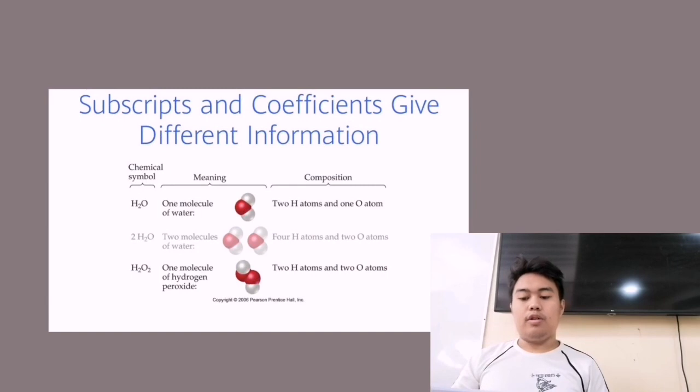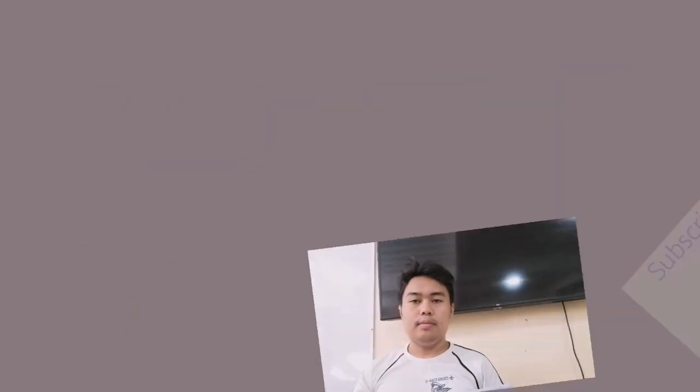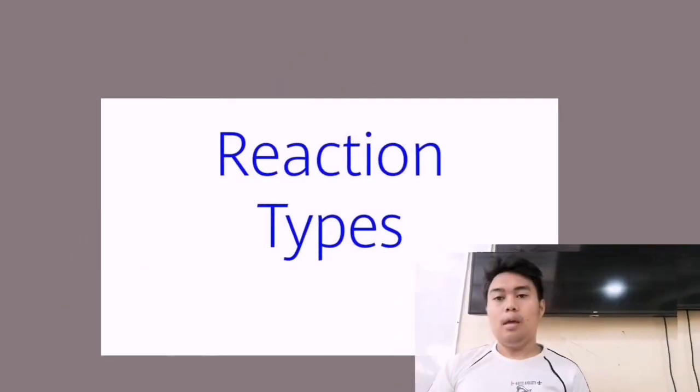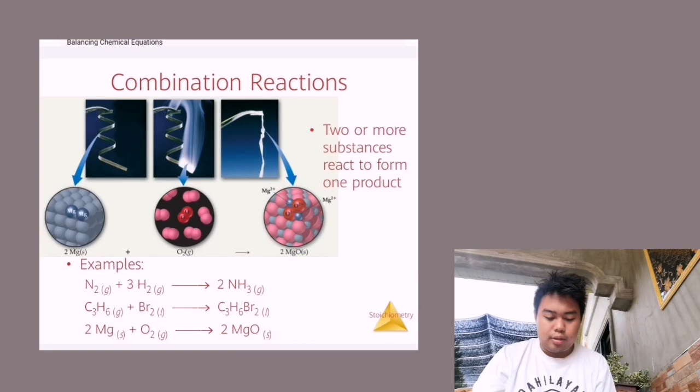Coefficients are inserted to balance the equation. Subscripts and coefficients give different information. Subscripts tell us the number of atoms of each element in molecules. Coefficients tell us the number of molecules or compounds.